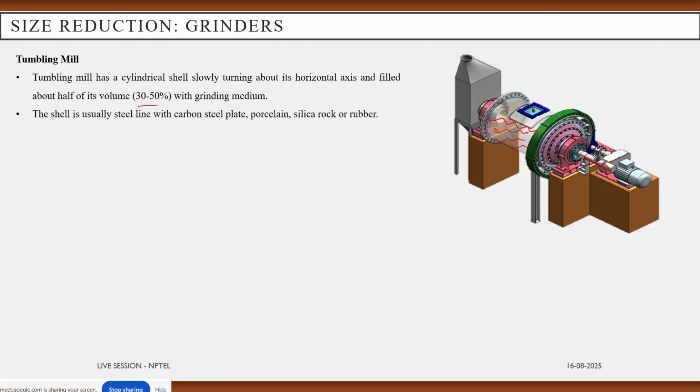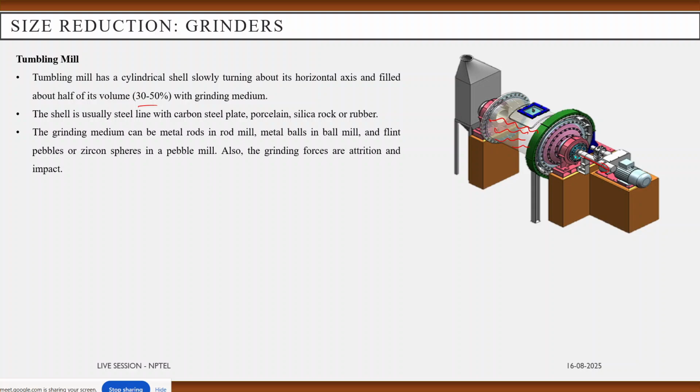The shell is usually lined with carbon steel plate or porcelain or silica rock or rubber. The grinding medium can be metal rods in the rod mill, metal balls in the ball mill, or flint or pebbles or zircon spheres in the pebble mill. Depending on the different forms of the grinding medium, those are the different names for the grinders.